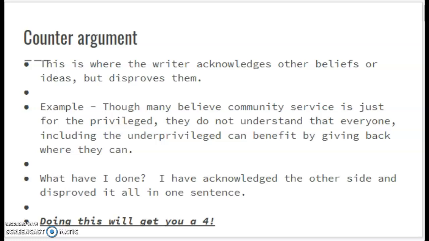Guys, if you do this, you will get a 4. It's not necessary. It is an added thing. So if you don't feel confident enough, don't try it. However, if you do, it's guaranteed to get you a 4. Let's say maybe your paper is weak. This will push it over to passing. Do you see what I'm saying? Counter argument is helpful, but not necessary.